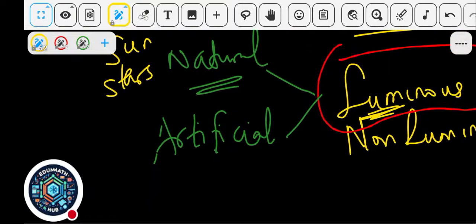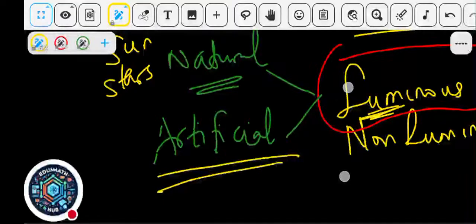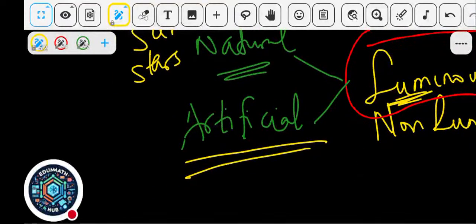But what are artificial luminous objects? These ones are man-made. Not necessarily man-made. It can also be natural, but it will not be giving out the sunlight naturally. An example of that is the moon. The moon is an artificial non-luminous object.